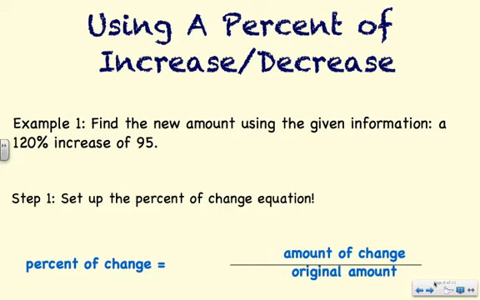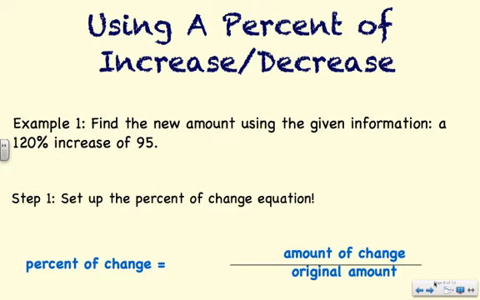Okay, using a percent of increase or decrease. Example number 1, find the new amount using the given information. 120% increase of 95. In this case, we know the percent of change. It was an increase. It was 120%. We know the original amount was 95. We just don't know what the amount of change was.